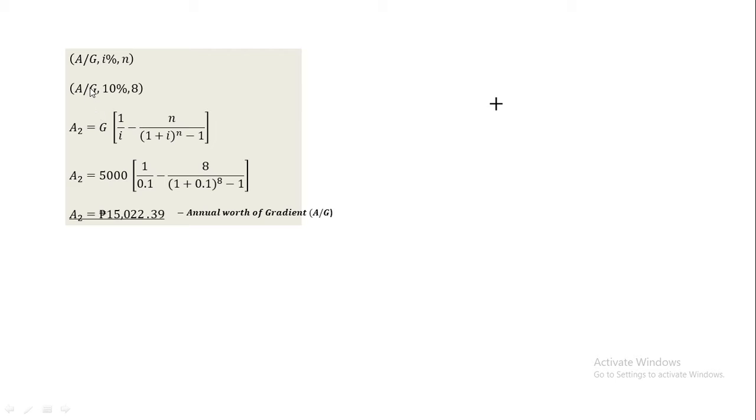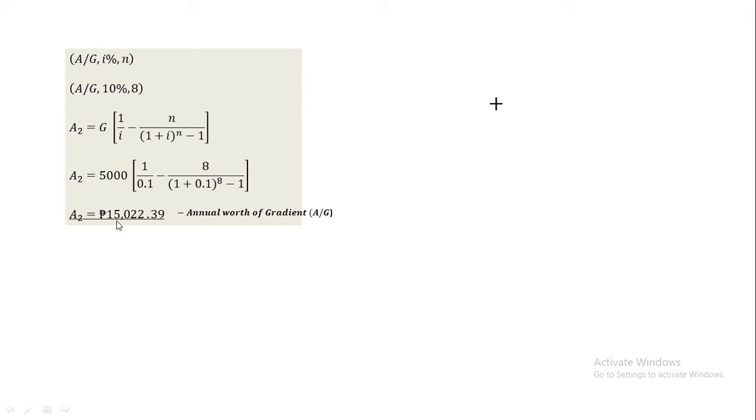So we use the formula AG, because we need to convert the arithmetic gradient series into a uniform series so that we can find the annual worth of the gradient. So A sub 2 is equal to G, bracket, 1 over I minus N over parenthesis (1 plus I) raised to N minus 1. Our G is the amount that was constantly added, which is 5,000, the interest rate is 10%, and N is 8 years.